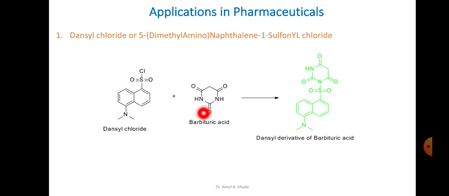Here you can see it has a secondary amine. So this NH is secondary in nature, and even this NH is also secondary in nature. Now in this case, the dansyl chloride, so this is the structure of dansyl chloride. You can see there is a naphthalene ring, and at the fifth position there are two methyl groups attached to this particular amino group, and at the one position there is a sulfonyl chloride. So this SO2Cl, we refer to it as a sulfonyl chloride.